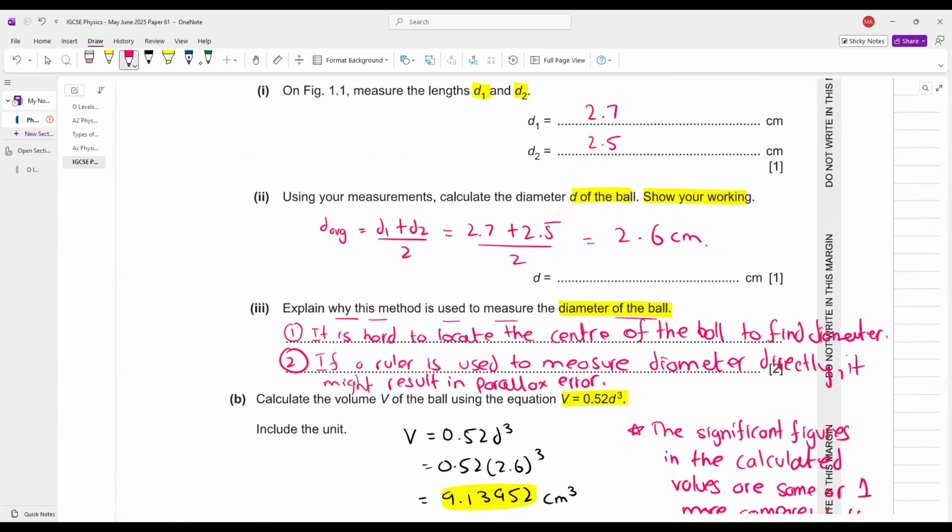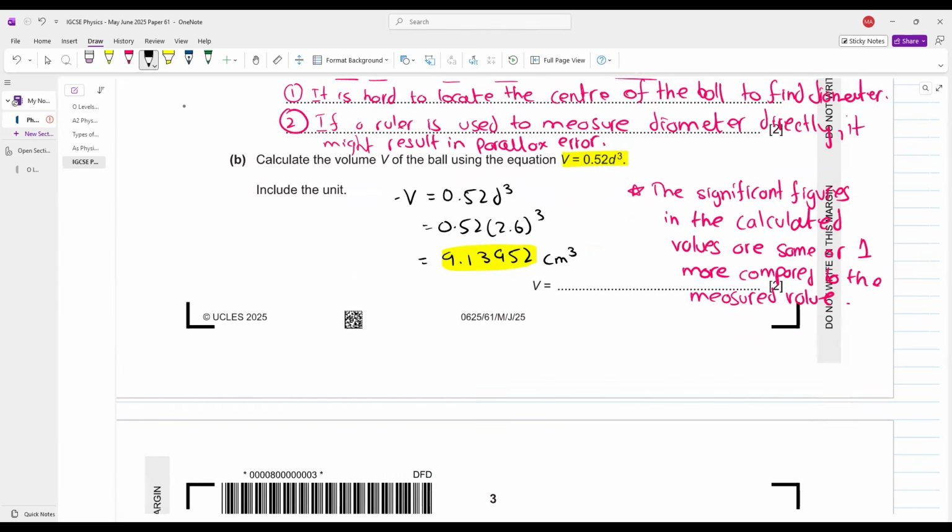Can you realize your diameter was still two significant figures? So your volume can either be to two significant figures or three significant figures. The number of significant figures in the calculated value will be the same or one more than in the measured value. If you realize, volume is a calculated value, it depends on the measured value of diameter. So the number of significant figures in volume can be 2 or 3. I am taking two significant figures just to keep my calculation simple.